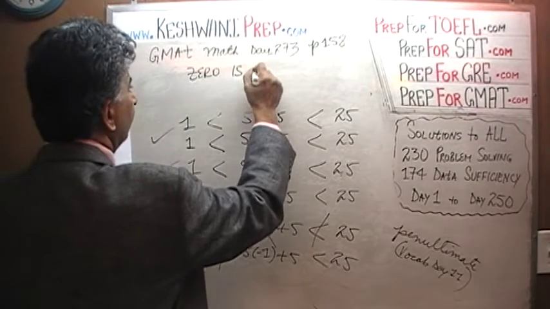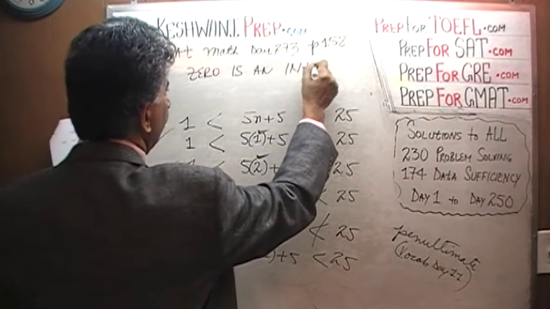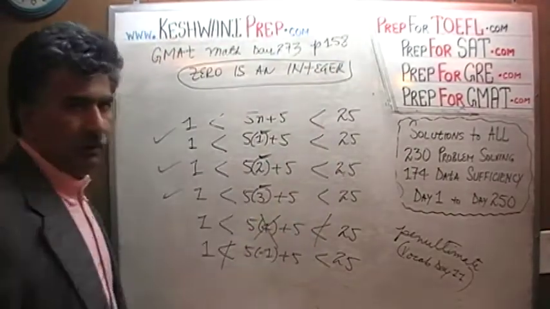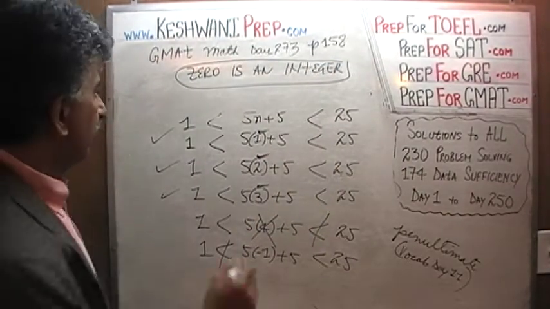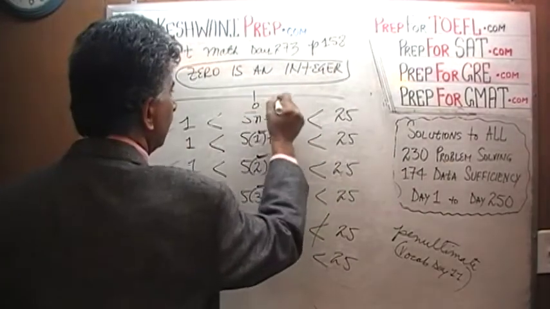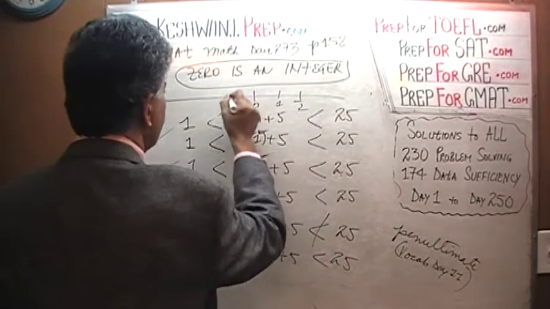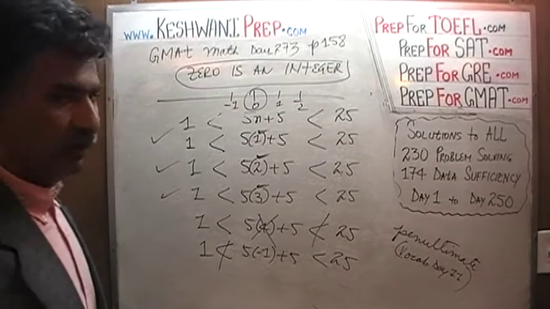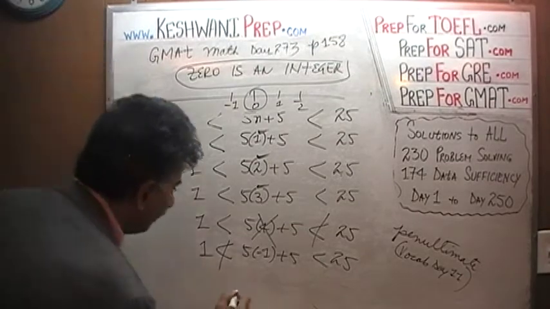0 is an integer. 0 is a whole number. Integer is a whole number. It appears on the number line. This is 0 right here. If 1 is an integer, if 2 is an integer, if negative 1 is an integer, why not 0? 0 is also an integer. We forgot 0. 0 works.